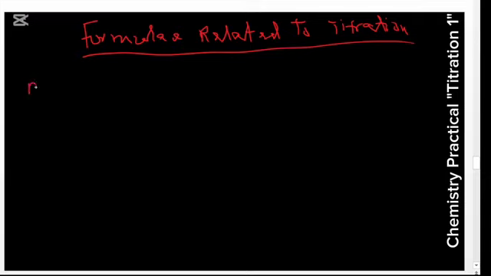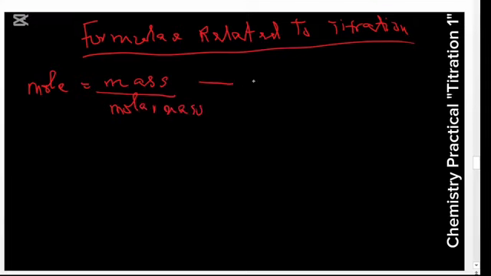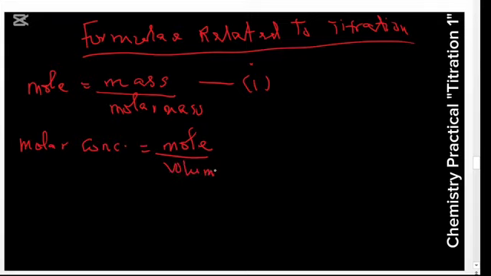Number 1, mole is equal to mass over molar mass. This is the first equation, equation 1. Then the next one is molar concentration equals mole over volume. So the unit of molar concentration is mole per dm cube. So this is equation 2.